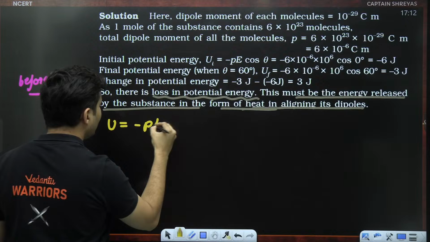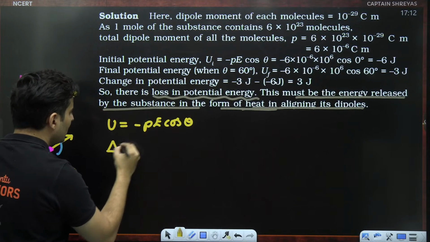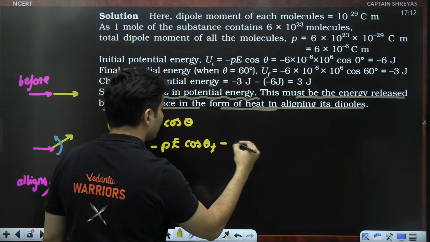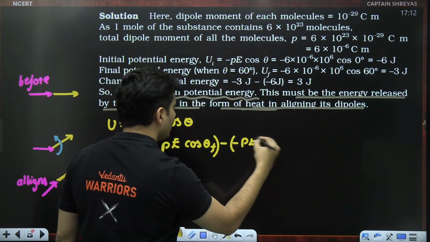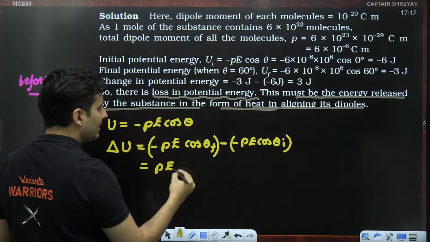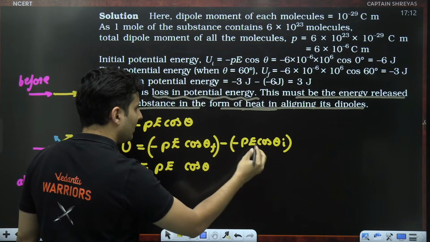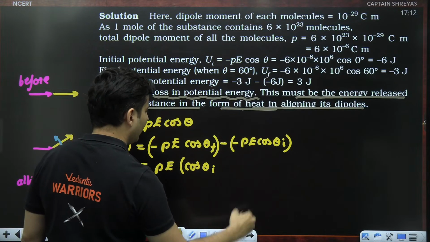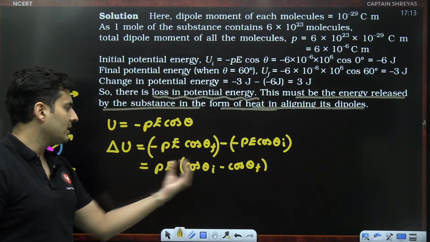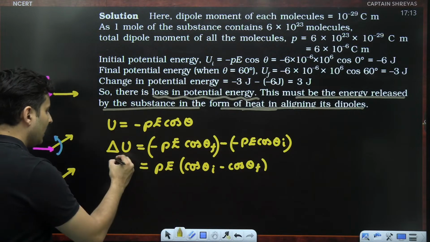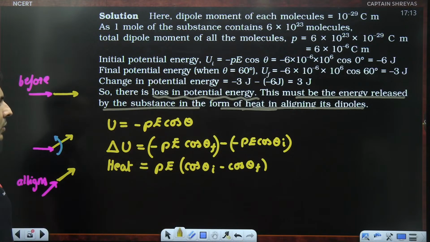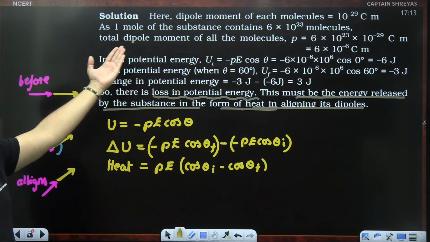So what you basically do is use our formula. Potential energy is minus PE cos theta. So delta U will be minus PE cos theta final minus, minus PE cos theta initial. So if you notice, PE is common, and then you have cos theta initial minus cos theta final. That's all. So the change of the energy is basically PE times the difference of the cos theta, and this is basically going as heat, as I have explained right over here. They have just taken the difference, if you notice.